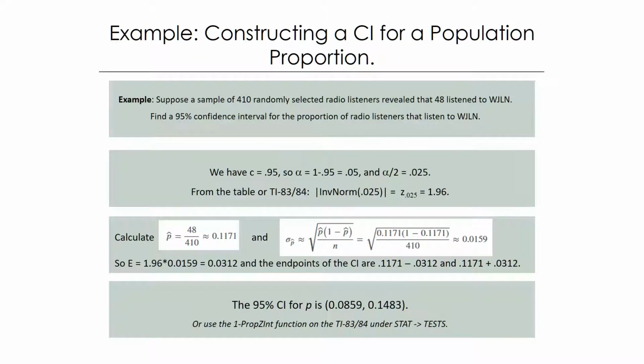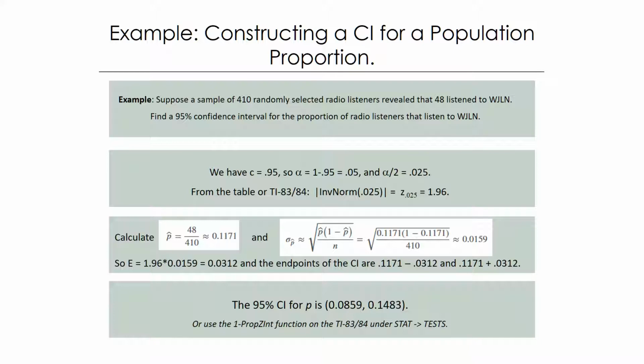For example, constructing a confidence interval for a population proportion: suppose a sample of 410 randomly selected radio listeners revealed that 48 listened to WJLN. Find a 95% confidence interval for the proportion of radio listeners that listen to WJLN.